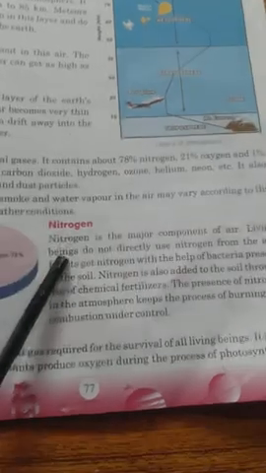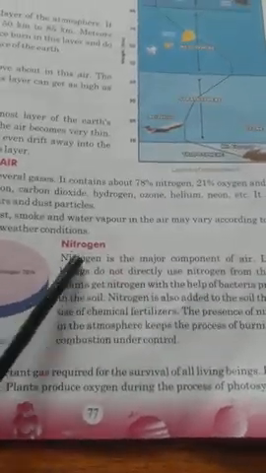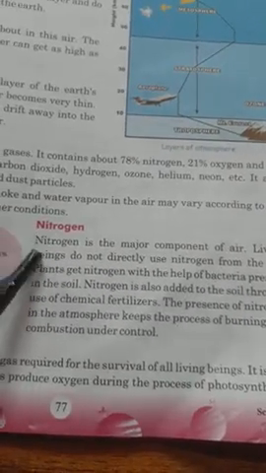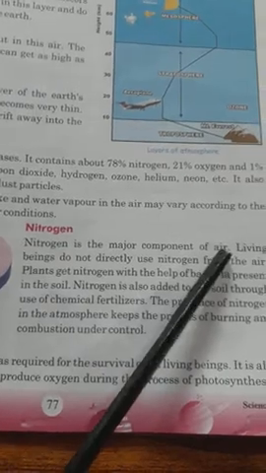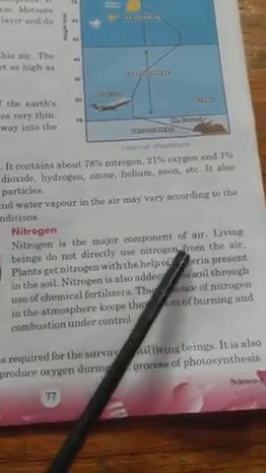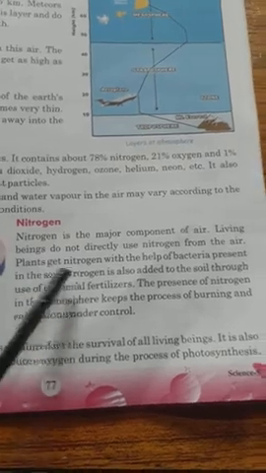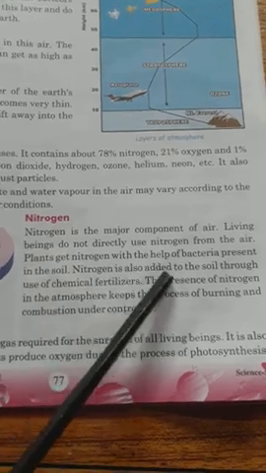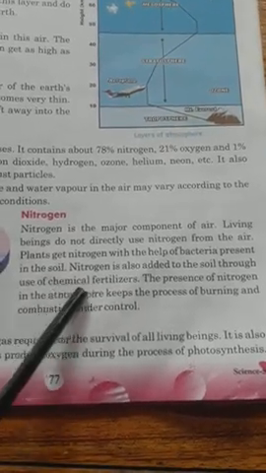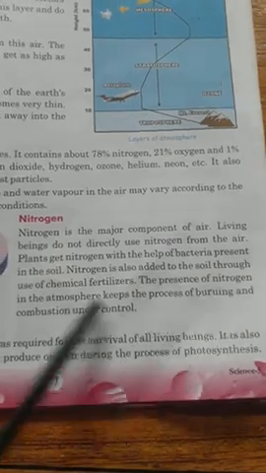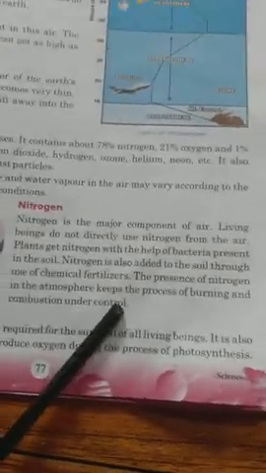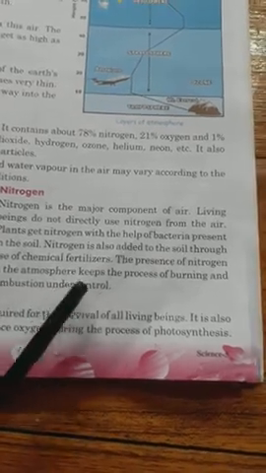Okay, now the first type of gas, that is nitrogen. Nitrogen is the major component of air. Underline this: the most important component of air is nitrogen. Living beings do not directly use nitrogen from the air. Plants get nitrogen with the help of bacteria present in the soil. Nitrogen is also added to the soil through the use of chemical fertilizers. The presence of nitrogen in the atmosphere keeps the process of burning and combustion under control.